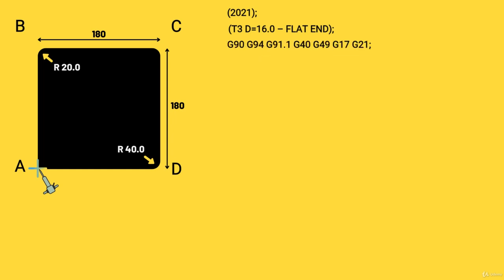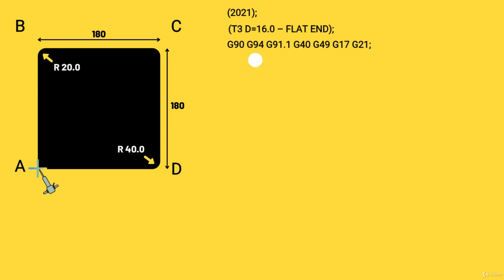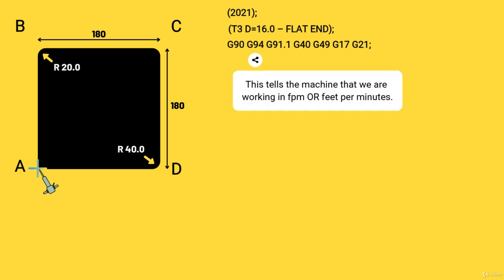Now, the first thing we tell the machine is G90, which means that we are using the absolute position system. So all dimensions come from our datum position, no matter where the cutter is or where we are going to take the cutter. Our next command is G94. This tells the machine that we are working in feed per minute. This is how we control the machine cutting tool when we are actually removing material.